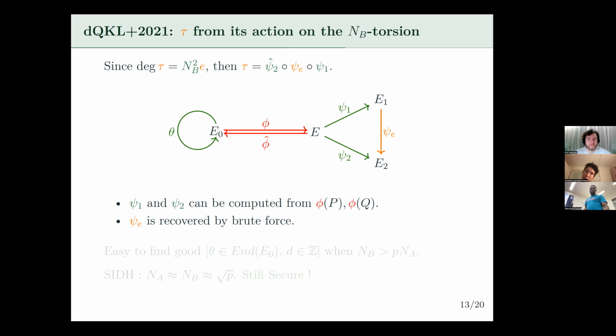So this is where you play with the NB squared factor. You can recover the kernel of psi1, but you can also recover the kernel of psi2 just by evaluating the dual of tau on the NB torsion. So with this, when you recover psi1 and psi2, all you are left to recover is psi e. But psi e has a small degree E, so you can just do this by brute force, and you hence recover the full kernel of tau, and then you know tau.